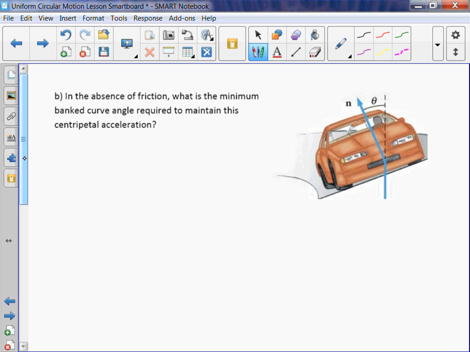Here's where the question gets a little challenging. Now we're making this a frictionless road. We've got nothing to keep the car from sliding. Okay, it has friction along the path that the car is moving, but it doesn't have any friction side to side. We're trying to make an imaginary world here, but it has to be like that or else the question doesn't work. So now the question is, what's the minimum banked curve that will keep the car on the road?